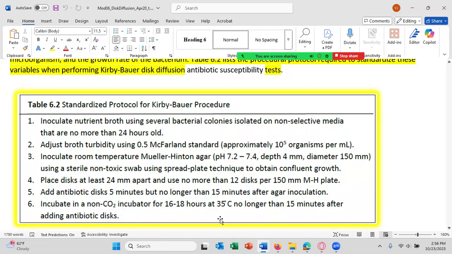So this is a highly standardized procedure for performing the Kirby-Bauer test. The reason why we use this procedure is so that we can eliminate variables that can affect the size of the zone of inhibition. And this way, if you use this procedure wherever you are in the world, you can compare it to someone else wherever they are in the world. And hopefully you'll have very similar, if not the exact results. Any question about any of that?